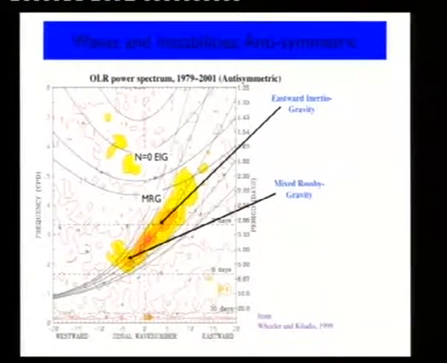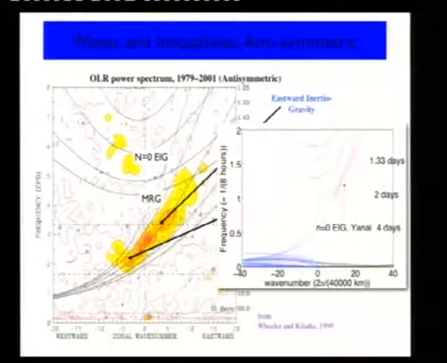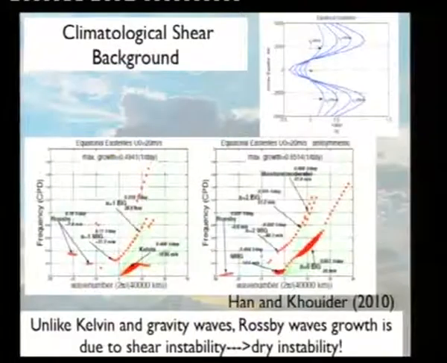So this is the antisymmetric part of the spectrum. We get exactly the same picture. Again, we don't get this westward part. Again, it's because, like Rossby waves, we don't have a barotropic mode. But when we add a barotropic mode, a background barotropic flow, we get Rossby waves in here, and we get the MRG waves in here.